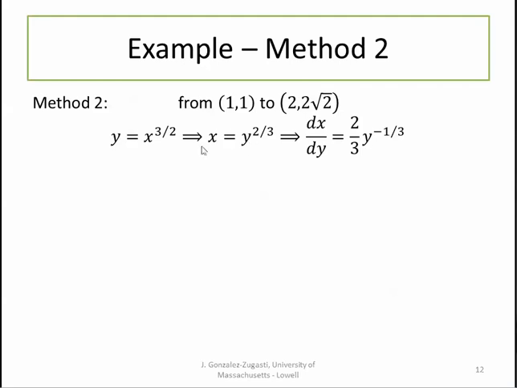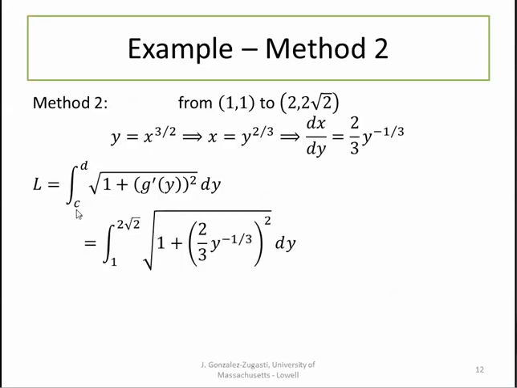Now I need to find the derivative of this. So I take the derivative and I get dx/dy is equal to this. Here's my formula for arc length. My c and my d this time. c is my lower y value, so 1, and d is my upper y value, which is 2 square root of 2. So there they are here.